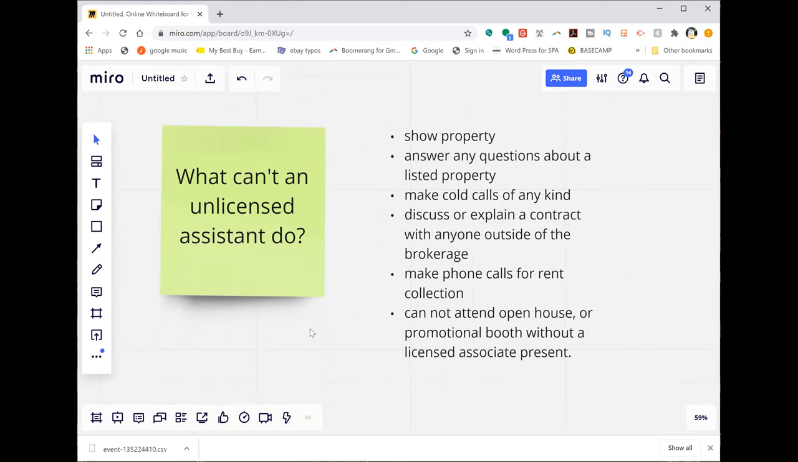An unlicensed assistant cannot show a property or answer any questions about the listing. Let me tell you a real life scenario that got bubbled up to me as a broker manager. I was flabbergasted, but at the same time, my assistant did the right thing. A client called from a house sign, and an unlicensed assistant answered it. There were no agents available to take the call, okay? They were all out on appointments or busy. I think it was Memorial Day, when people were driving through the Jersey Shore towns and everyone was tied up, okay?